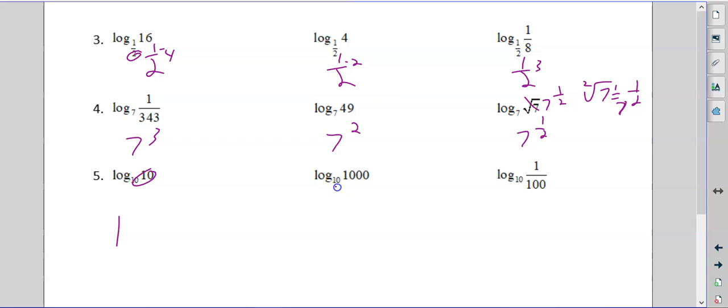10 to what power gives you 1,000? Well, 10 squared is 100. 10 cubed is 1,000. I just said 10 squared is 100. But I need my 10 to go down to the bottom, so that makes it negative 2.